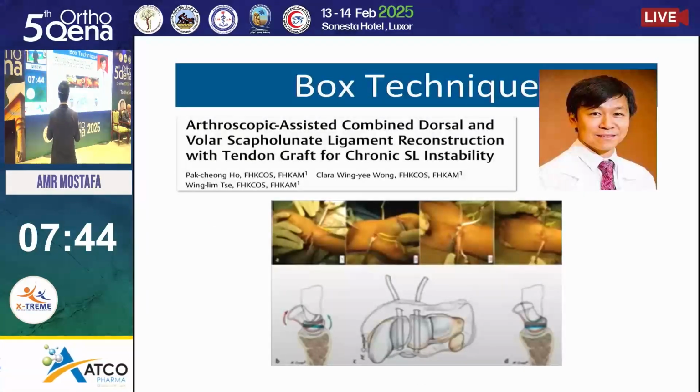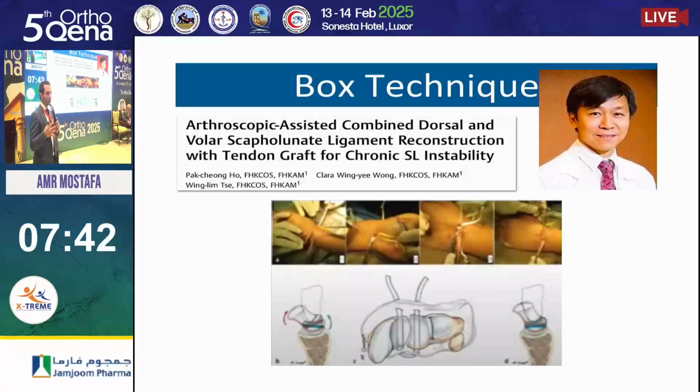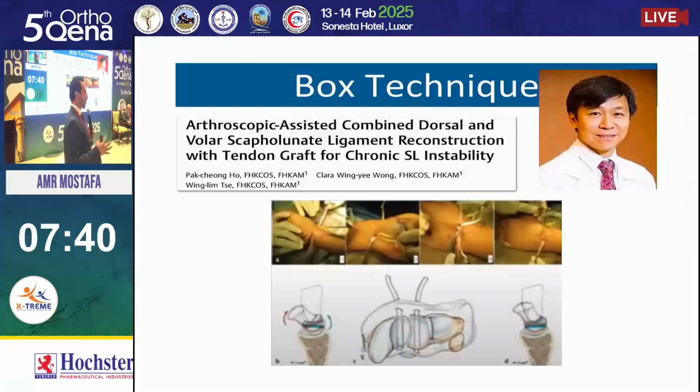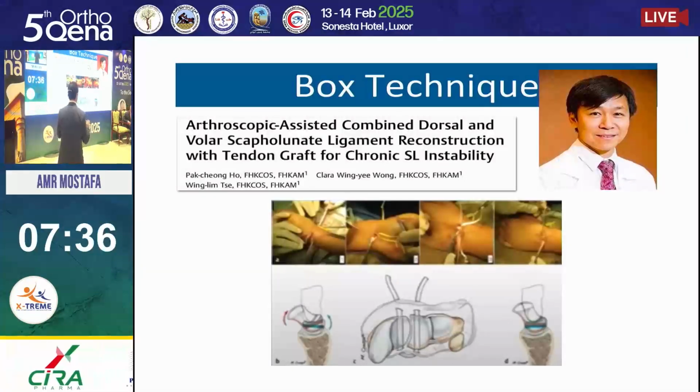For me, the best technique at this stage, where the scapholunate injury is irreparable, the scaphoid flexion is reducible, and the lunate is not translated, is to use the technique presented by P.C. Ho. I know him personally; he presented the box technique arthroscopically.